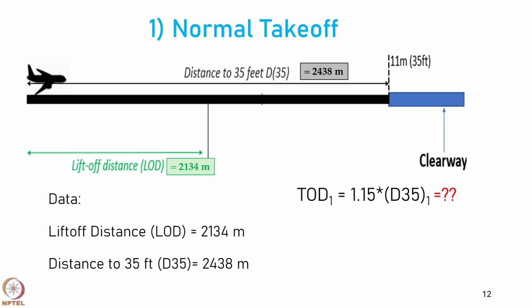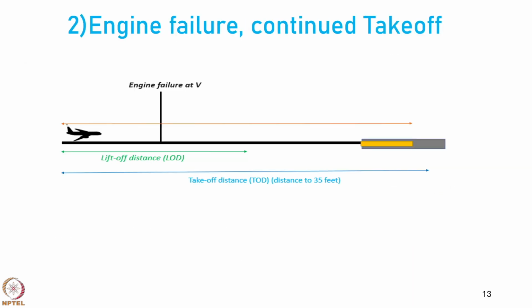I would like you to pause the video and do the calculation yourself. It will be 1.15 into 2438, and that value comes out to be 2804 meters. So, this is the first calculation. The field length, or the takeoff distance, from the normal takeoff case turns out to be 2804 meters. Keep this in your memory and let us move ahead.